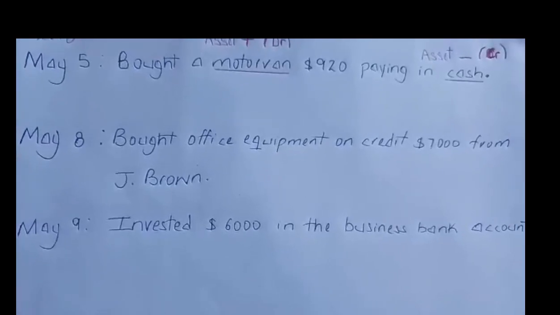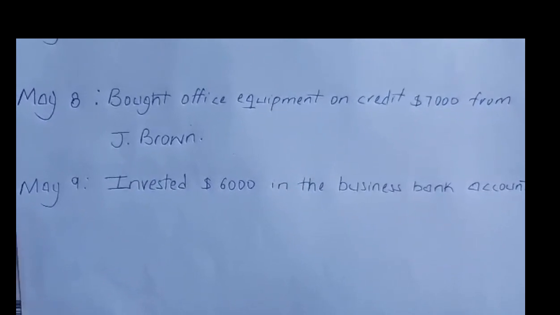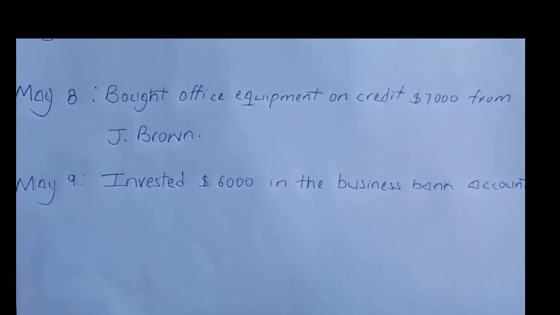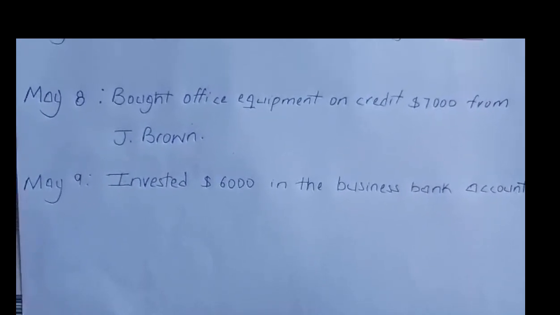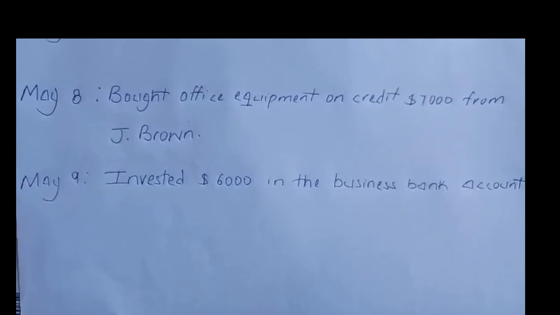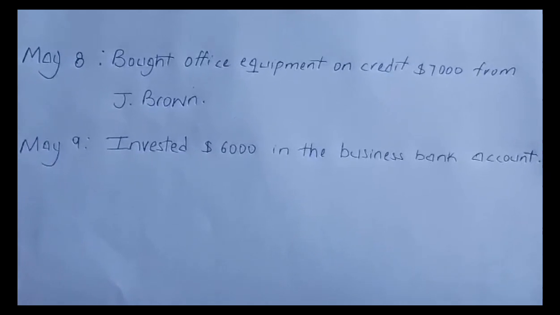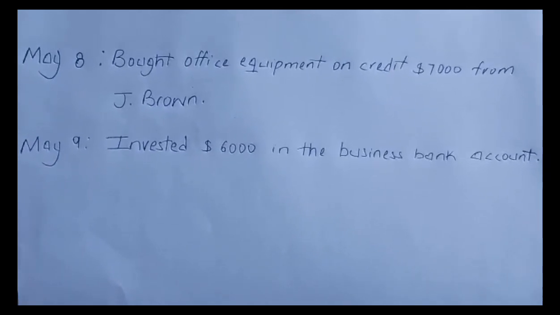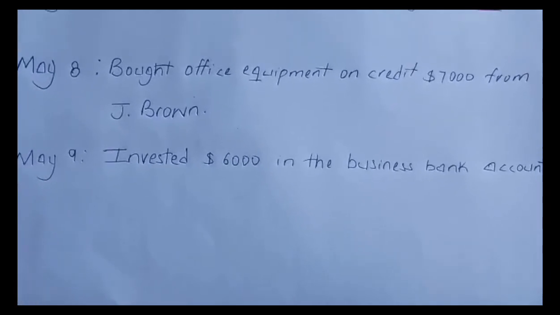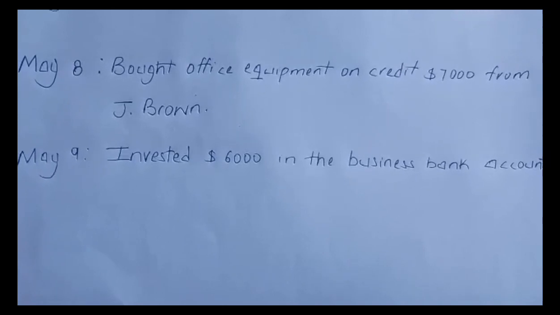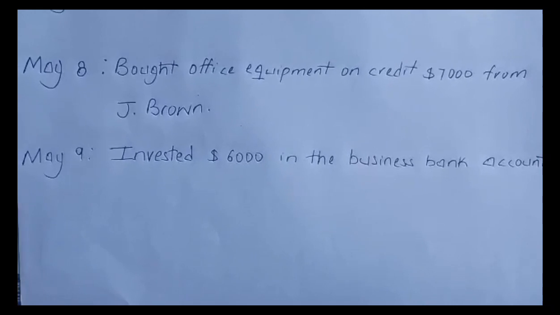Right, along into the second transaction: bought office equipment on credit $7,000 from J. Brown. The next thing we're going to do after reading the transaction is to identify the two accounts being affected. And when we say accounts being affected, we're referring to the accounts that are either increasing or decreasing. So that's the effect that we're talking about. So in this case, it would be office equipment and J. Brown. So let me just go ahead and underline those two items.